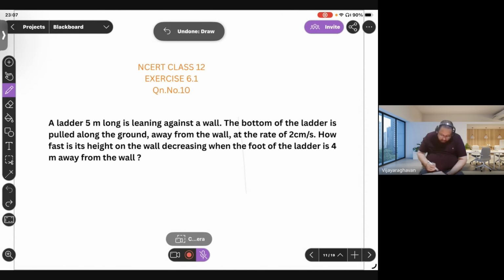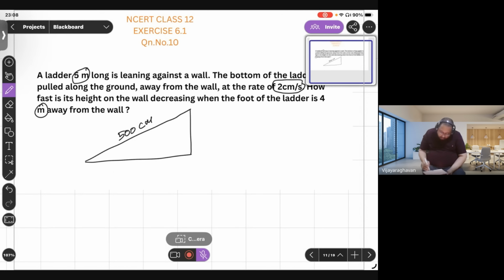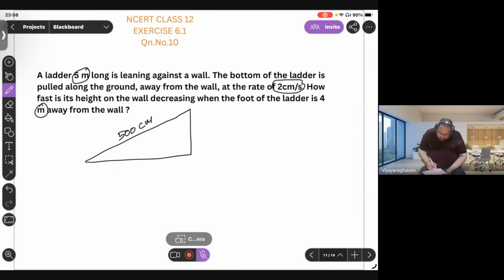So we can have it like this. This is ground, this is wall, and this is the ladder. And a more important thing, it is given in meters, 5 meter, here 4 meter, here centimeter. So be very, very cautious. Make it as a 500 centimeter ladder. And from the ground, it is the rate of fall of the height. So let's say this is 400, and let's call this x and this y.